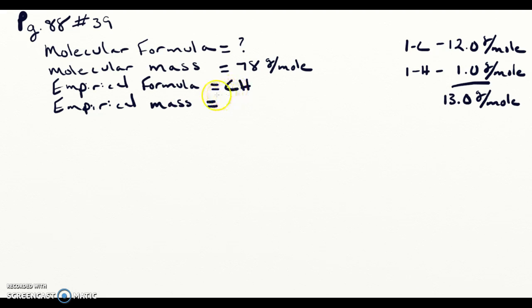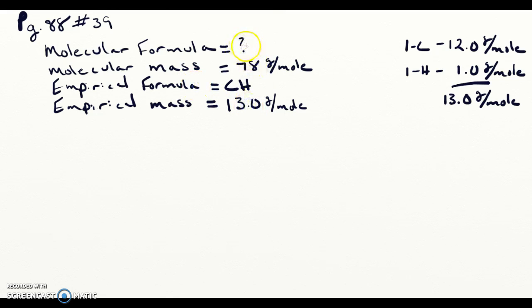It doesn't give it to you in the problem, but it is the mass coming from the empirical formula, so I'll write it down here: 13.0 grams per mole. There we go. So the only thing that we are missing is the molecular formula. These are the four things you need for this sort of problem, where it gives you the mass, you know what the empirical formula is, and you have to solve for the empirical mass and to get the molecular formula.